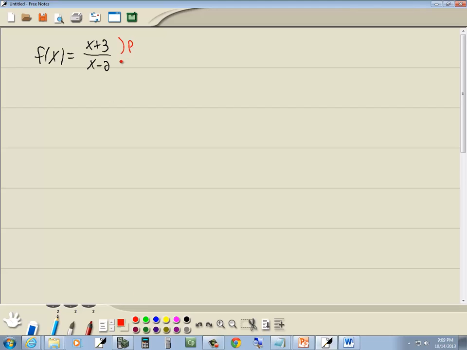Top part will be p and the bottom part will be q. We need p prime. The derivative of x plus 3 is 1, and we also need q prime. The derivative of x minus 2 is 1. Now our quotient rule is p prime q minus p q prime all over q squared.